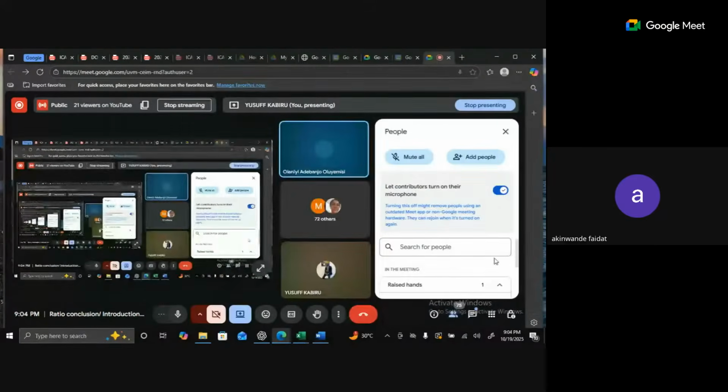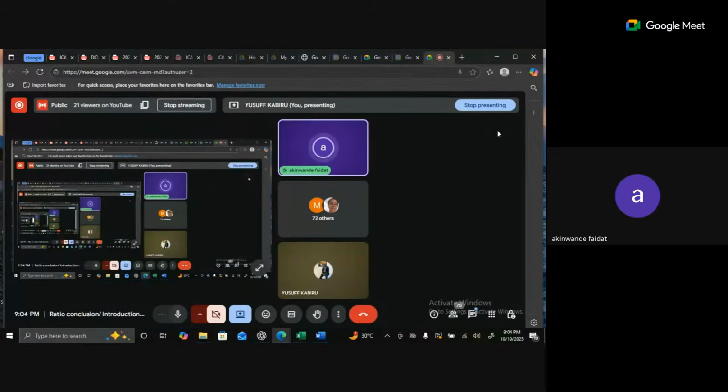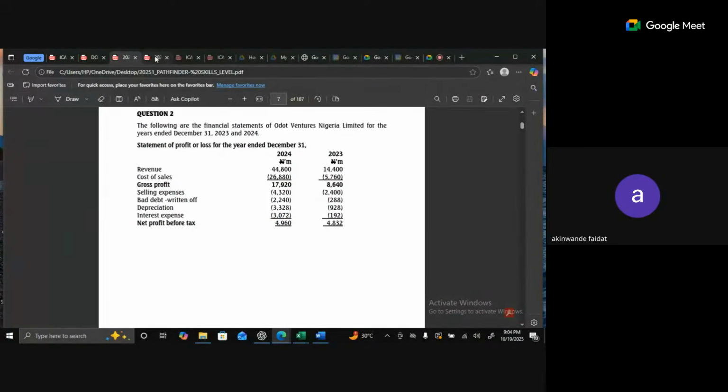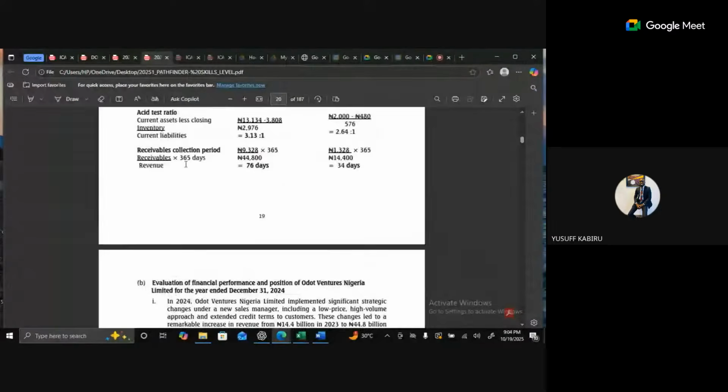Good evening, ma'am. Please, I'm trying to get this capital employed. You said it is profit before interest and tax. So why are we now basing our answer on the interest, the finance cost? Why are we basing our answer on finance cost? Please, the profit we are using is the one before interest and tax. Yeah, so this is why we are basing it on that.